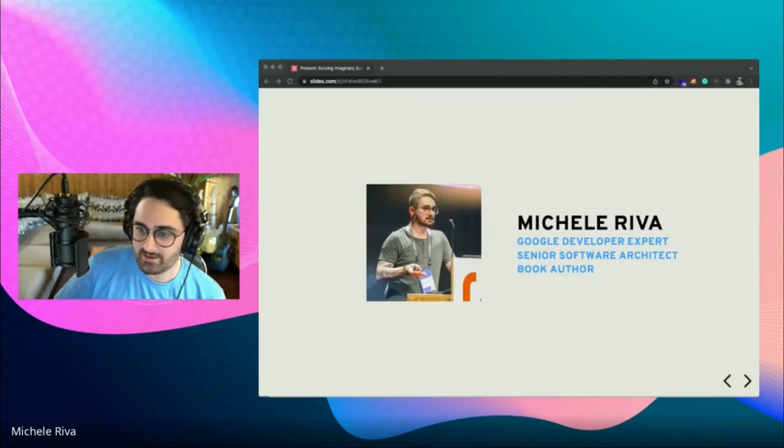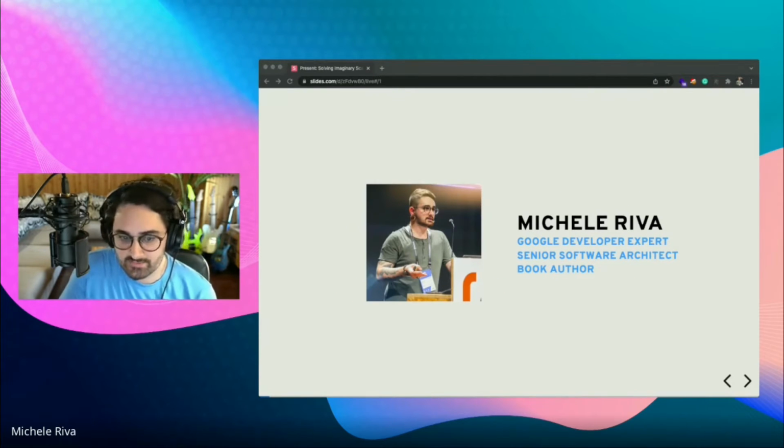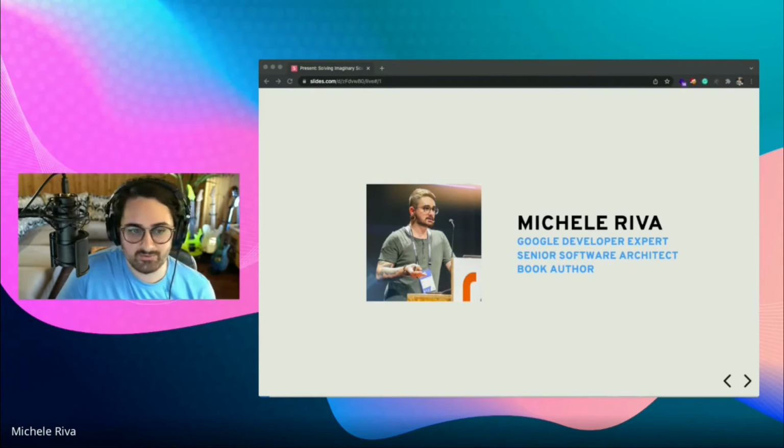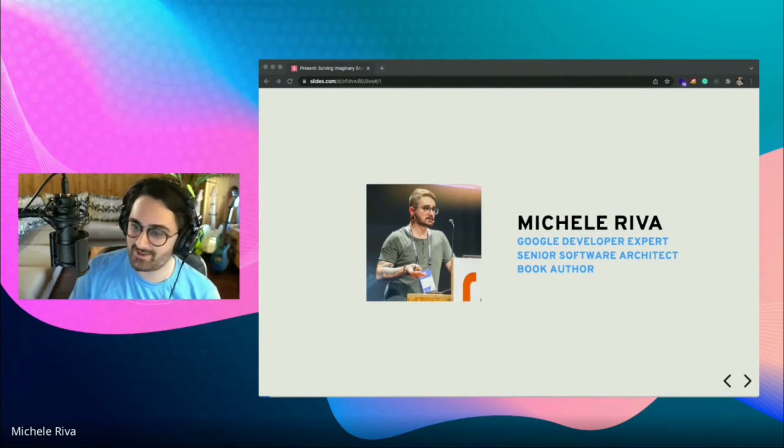So I'm Michele Riva. I'm a Google Developer Expert in Google Cloud Platform. I am a senior software architect, and I'm also a book author. So that's what I like to do, and I'm super glad to be part of the Google Developer Expert community, because it allows me to join beautiful communities such as yours and meet many different people from all over the world, which is still incredible to me. It's really enjoyable.